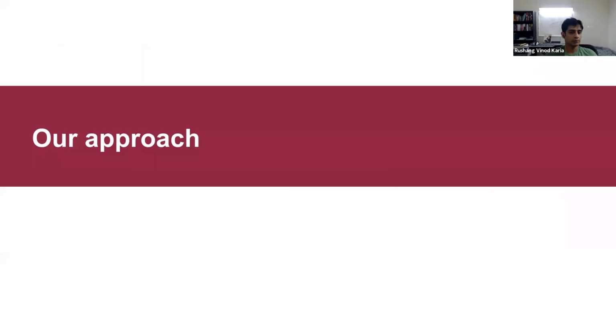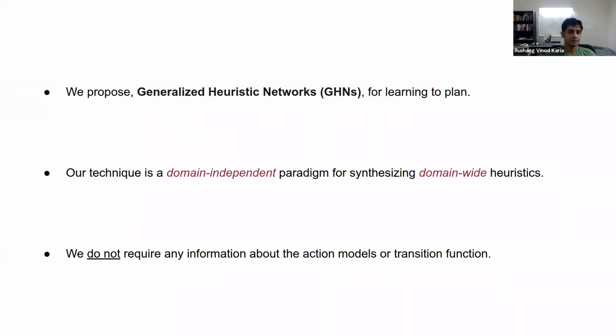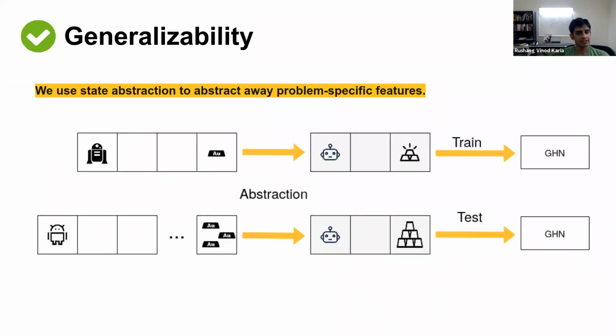So in our approach, we propose generalized heuristic networks as a domain-independent paradigm for synthesizing domain-wide heuristics. And we are model agnostic in the sense that we do not require any information about the action models or transition function. We do require a relational representation for the state representation. So we achieve generalizability by using state abstraction to abstract away any problem-specific features.